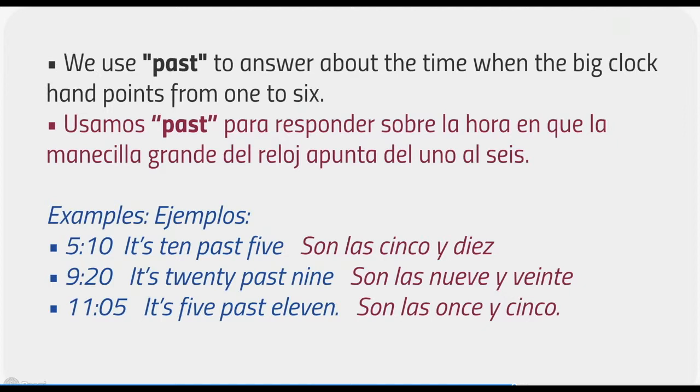We use past to answer about the time when the big clock hand points from 1 to 6. Examples: it's 10 past 5. It's 20 past 9. It's 5 past 11.